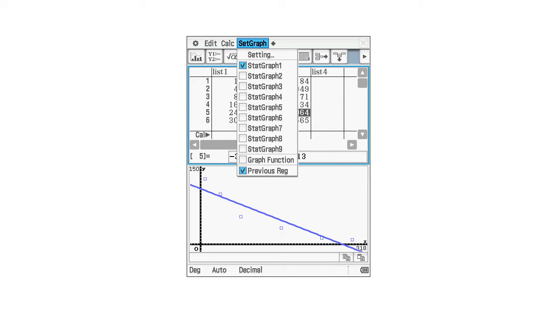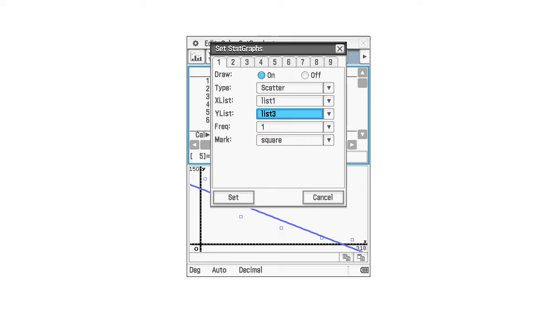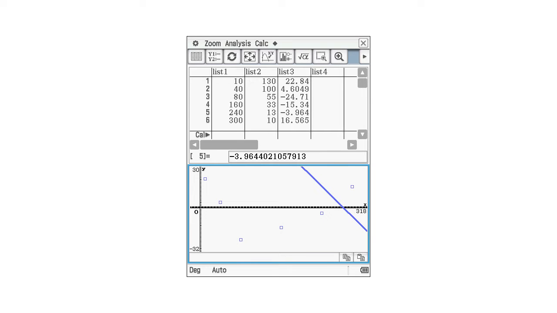So again, we're going to set the graph setting. And remember what we said, we want the Y to be list 3, because list 3 is our residual. So now we'll do a graph. So before, this is the blue line we had before. Remember it was an angle and now it's straight. And you can see we've got this curve like this.